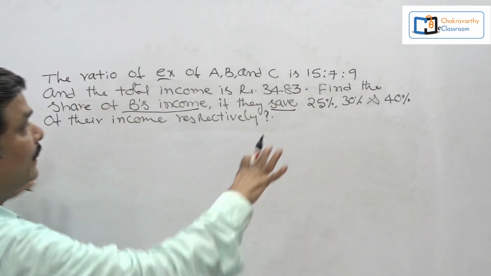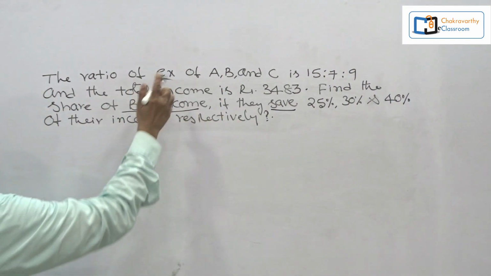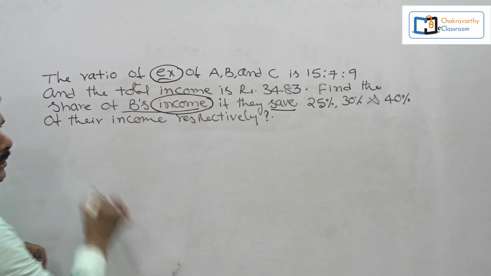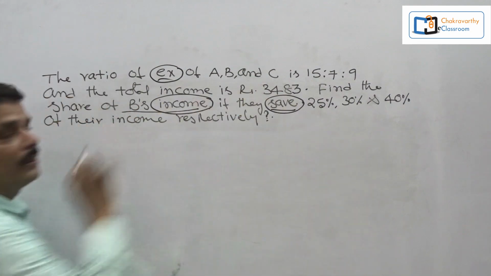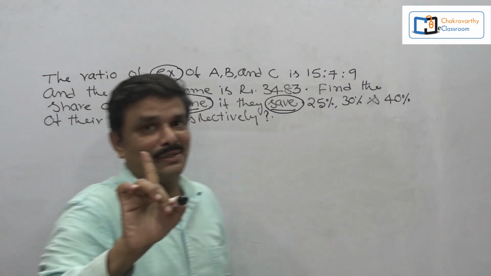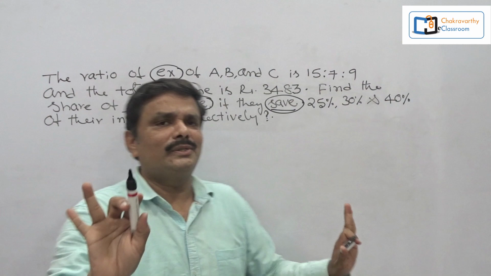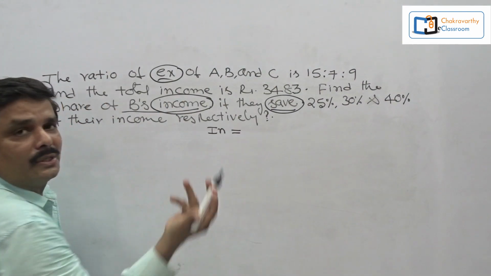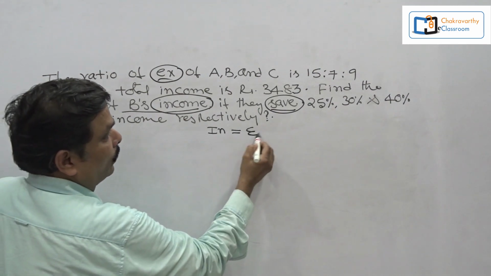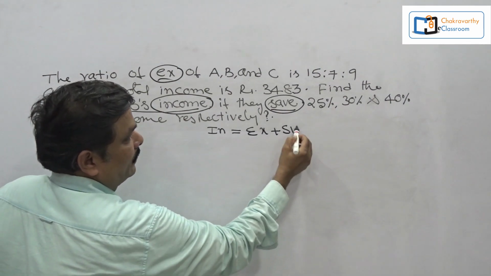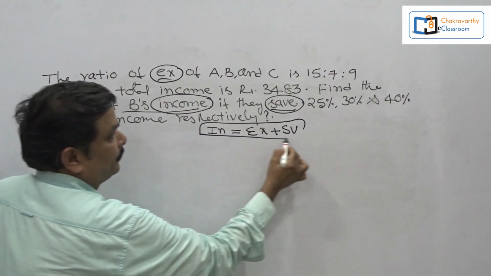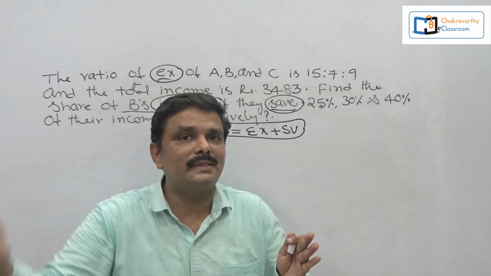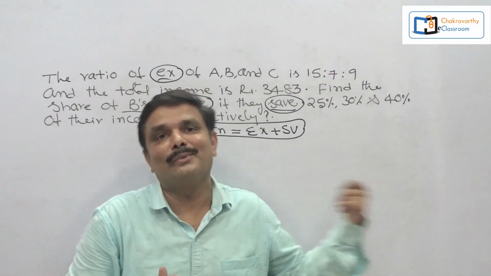Here, they have given three different terms. What are those three different terms? Expenditure is one term, income is one term, saving is one term. A clear distinction should be there, students, very, very clearly. What is the basic idea? Income is equal to your expenditure plus saving. Remember this one, basic point. Income is equal to expenditure plus saving when three terms are given.